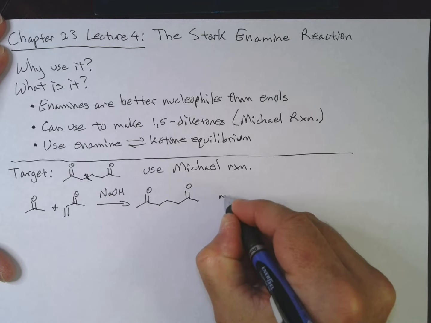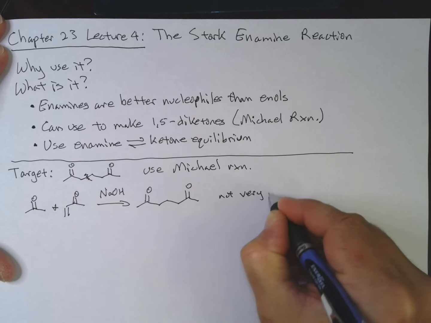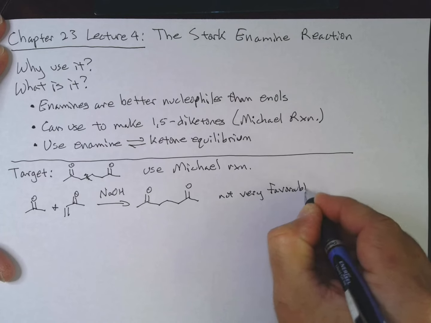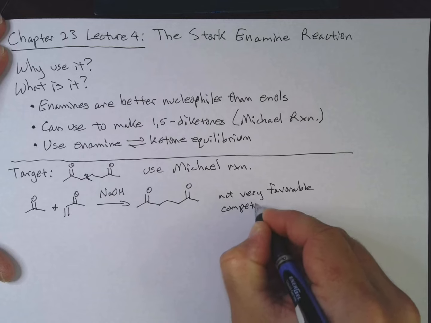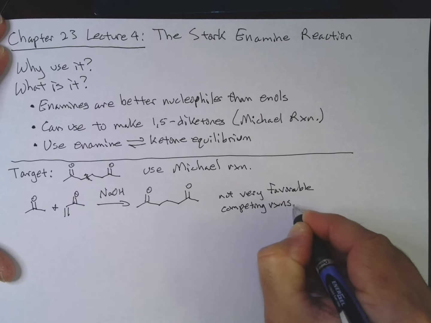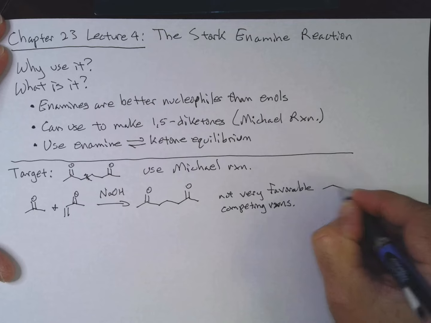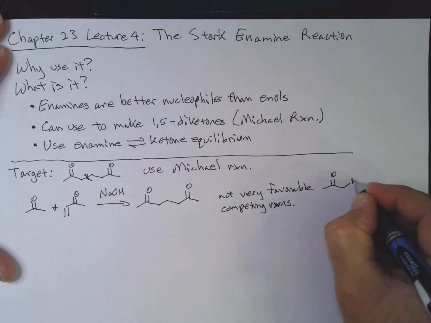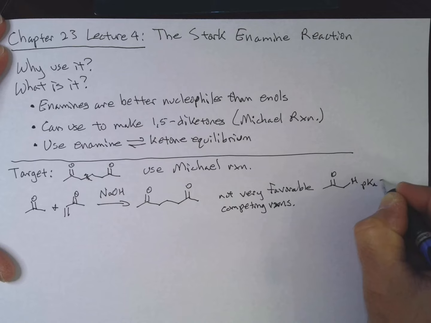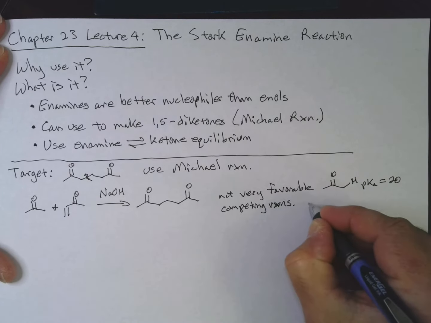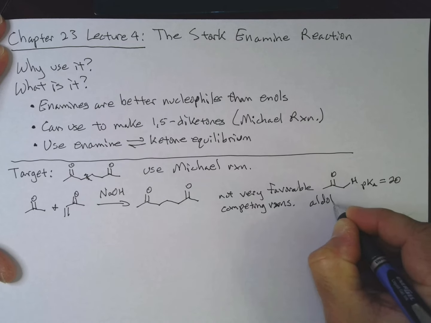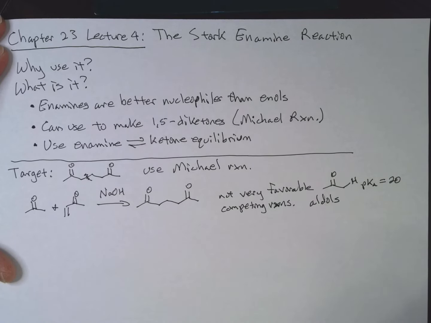The only problem is this is actually not very favorable. We also have competing reactions. Why is it not very favorable? Well, the pKa here is approximately 20, and we can have competing reactions. We can have all kinds of aldols. We could have crossed aldols. This guy could form the aldol. So not great.